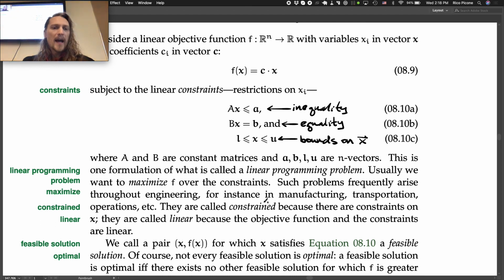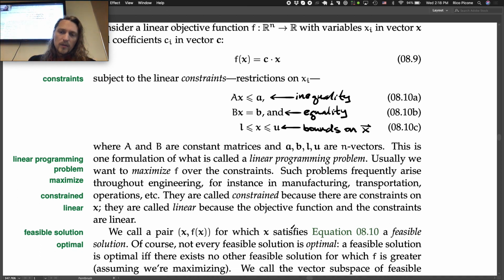Usually, we want to maximize f over the constraints. Such problems frequently arise throughout engineering, for instance, in manufacturing, transportation, operations, etc. Really, anytime you're seeking an optimal design, which more and more we keep pushing the envelope of technology and we want an optimal design. Something that works is not going to cut it in a highly competitive technology environment. So you have to optimize.